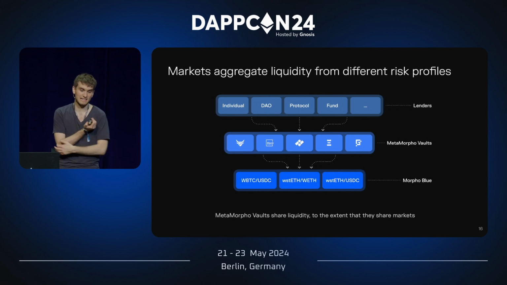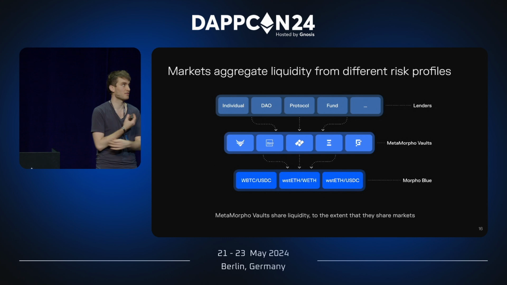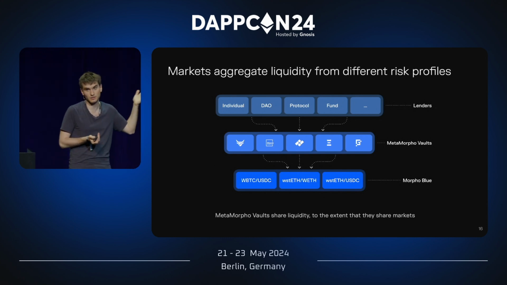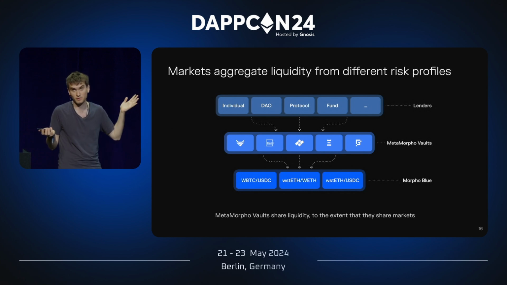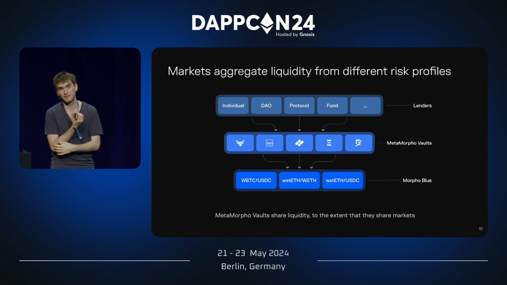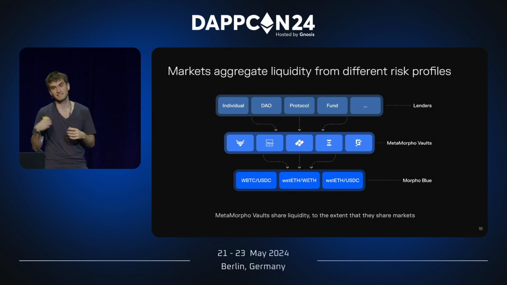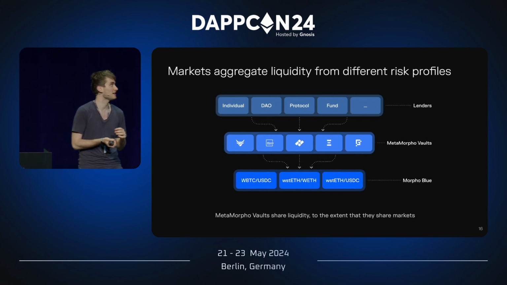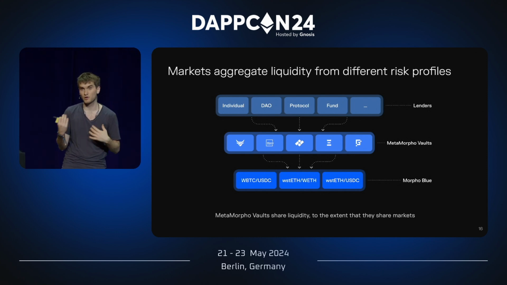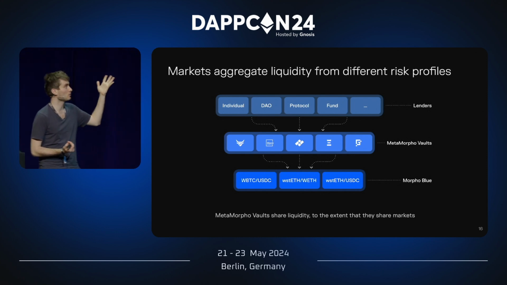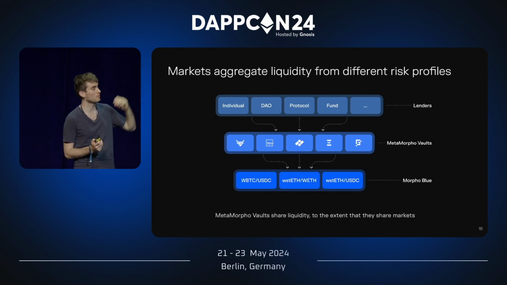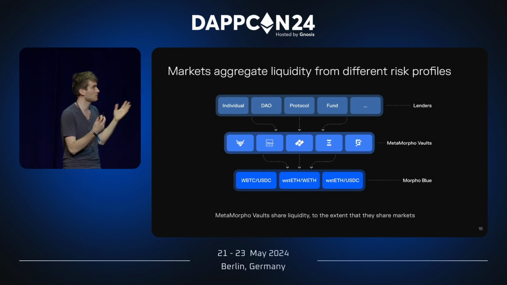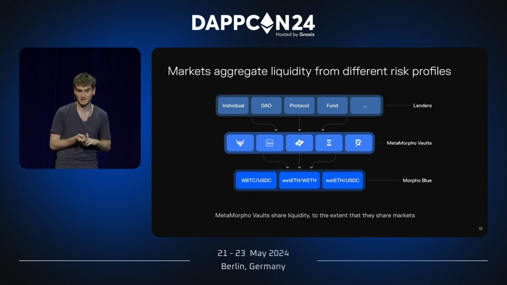OK, so this is what the stack looks like in practice. You have different risk profiles. For example, the Steakhouse vault has a bunch of real-world assets, and some people don't want exposure to this. The Block Analitica vault is extremely blue chip, around assets like stETH, WBTC, sDAI, et cetera. RE7 is more oriented around LRTs. And sometimes all of those vaults do share some markets. So, for example, the wstETH market is shared by a bunch of those different risk curators. And so they will share liquidity to the extent that they share risk.